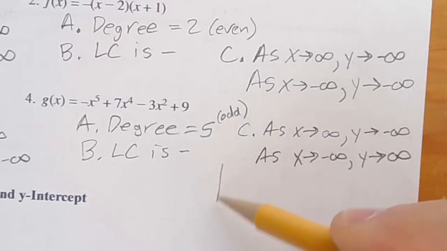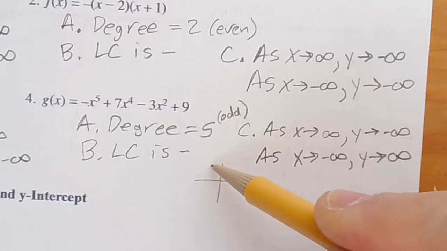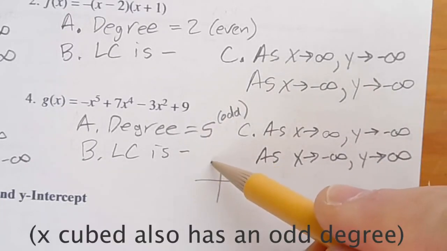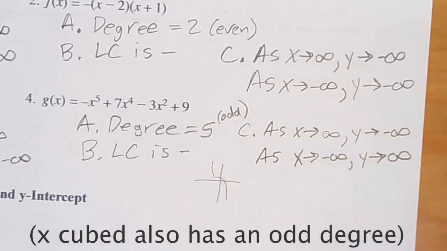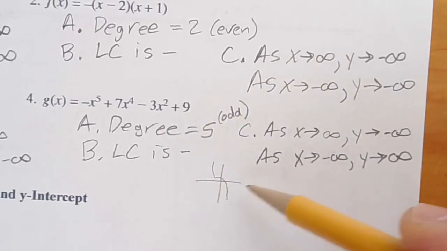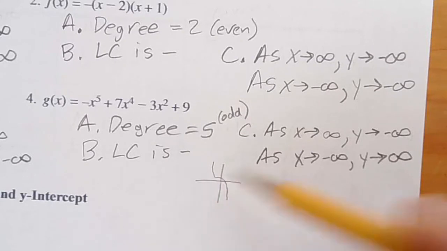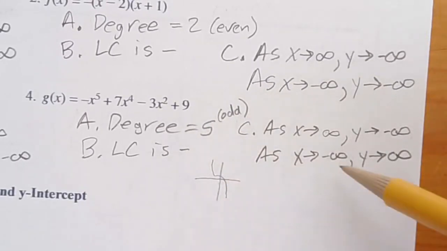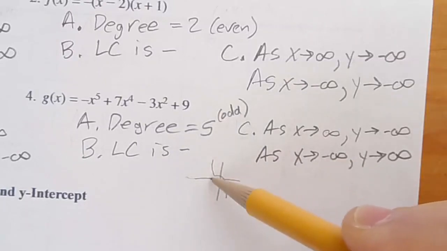And so you could either use your table again, or in my brain, what I think about is like x cubed. I just kind of know by heart that way. But if it's negative, it goes this way. Okay, so as x goes to infinity, y goes to negative infinity, right? And then as x goes to negative infinity, y goes to infinity.